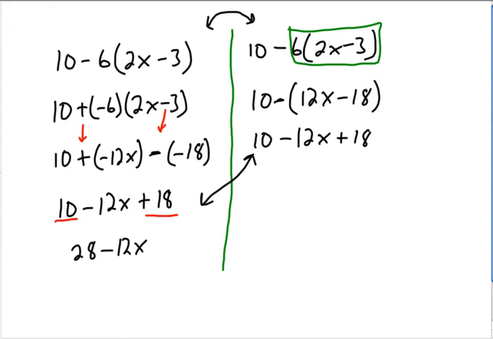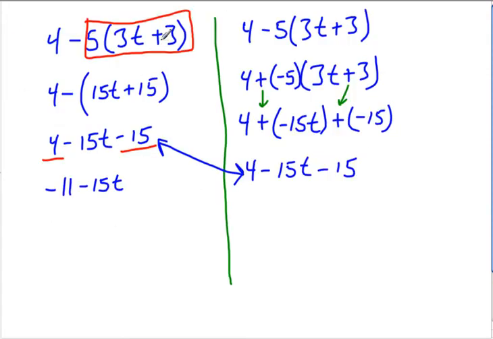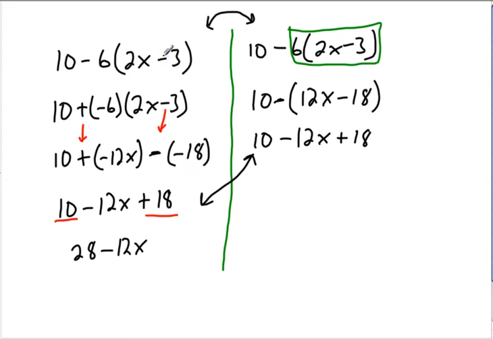Let me try another. The difference between that first one and the second one was this symbol right here. The first one had a plus there, and the second one had a minus there. Let's try another. So we can do 6 minus 4 times negative 2y minus 7.